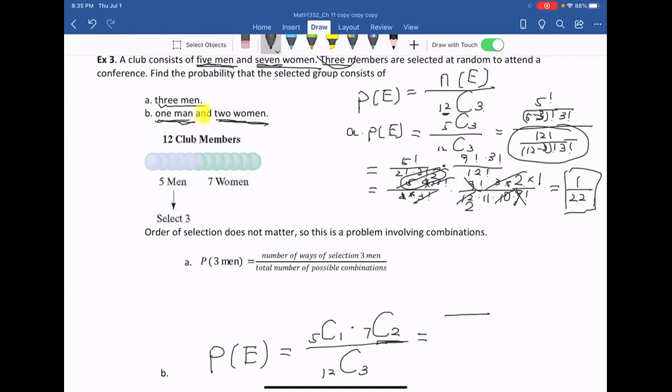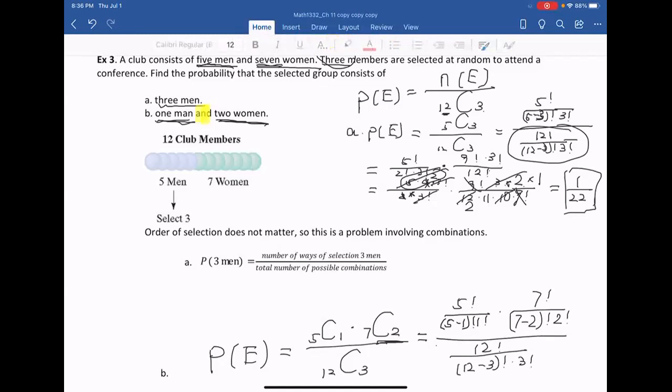The top part is 5 factorial over (5 minus 1) factorial times 1 factorial, which is 1. Oh, 5 minus 1 factorial. Another part is 7 factorial over (7 minus 2) factorial times 2 factorial, divided by 12 factorial over (12 minus 3) factorial times 3 factorial. We need to simplify this.